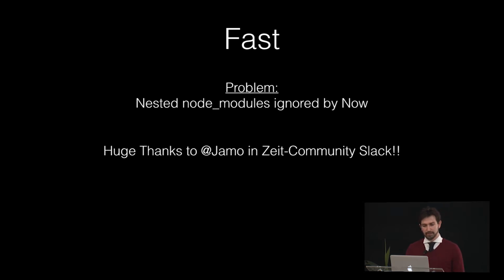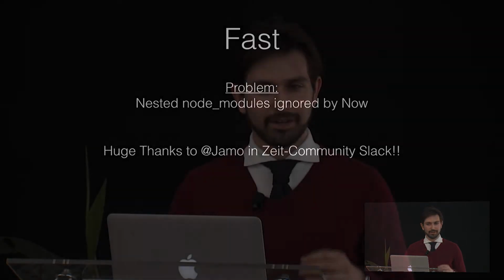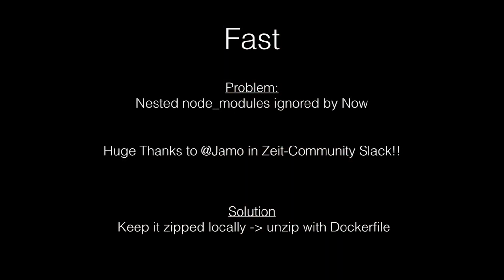So we ran into an issue with this, though, because when you run Meteor build to build a node application from your Meteor app, it's not a typical one package.json with an npm start that just runs everything. There are nested node module folders in there. And with the help of Jamo in the Zeit community Slack channel, we were able to debug and figure out that these nested node module folders were ignored when being uploaded to Now. So instead, we decided to just keep the build directory all zipped into one tar gzipped file, and then our Docker file would unzip that and then build it from there.